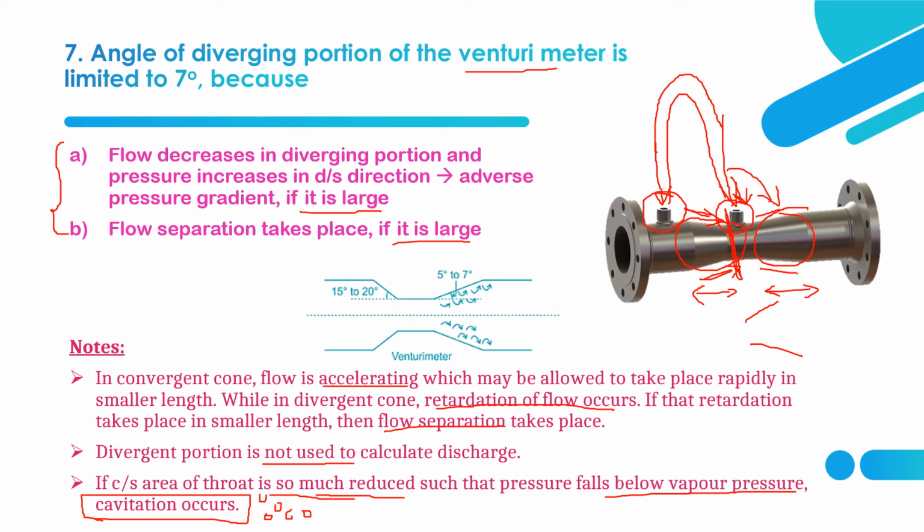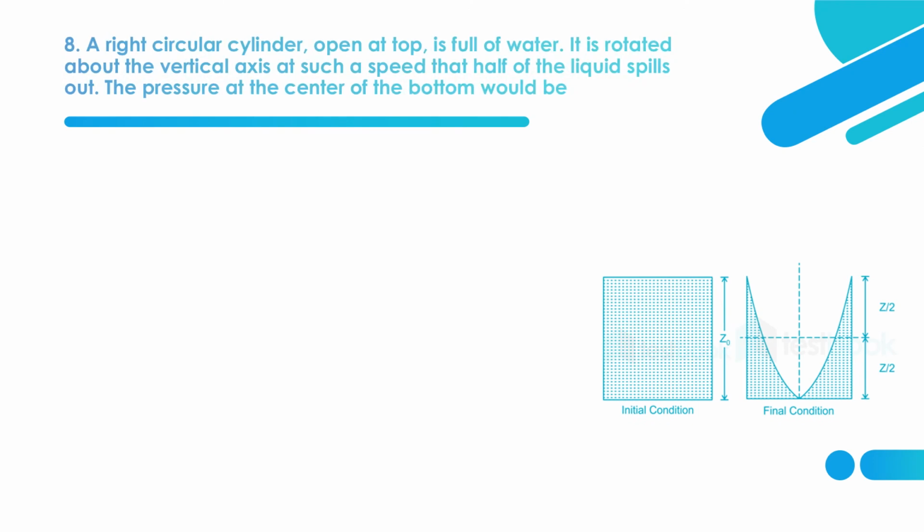Now let's move on to the eighth question. Eighth question is based on vorticity. A right circular cylinder open at top is full of water like this. If it is rotated about a vertical axis at such a speed that half of the liquid spills out, so half of the liquid is spilled out.